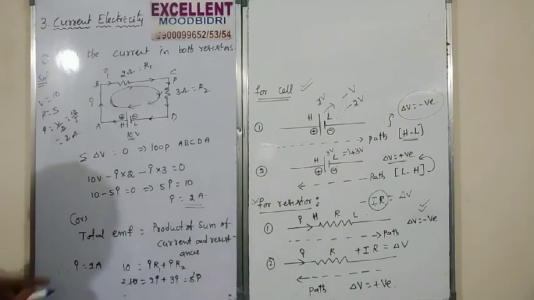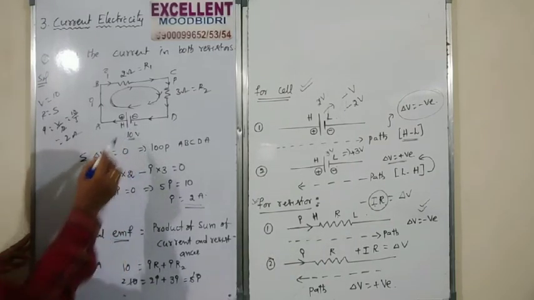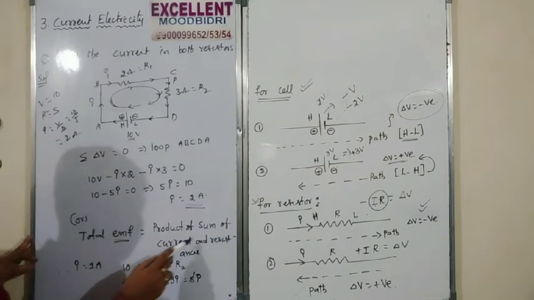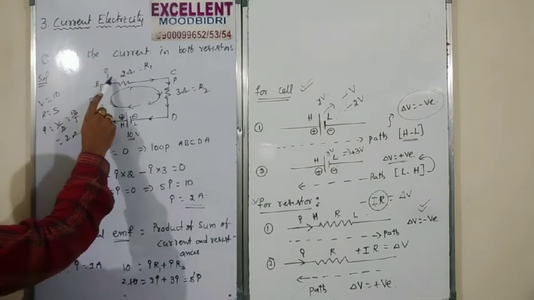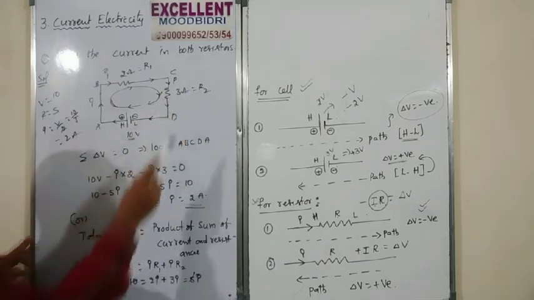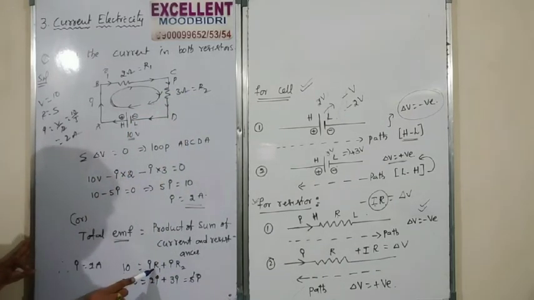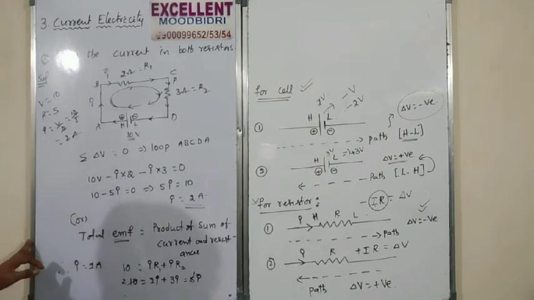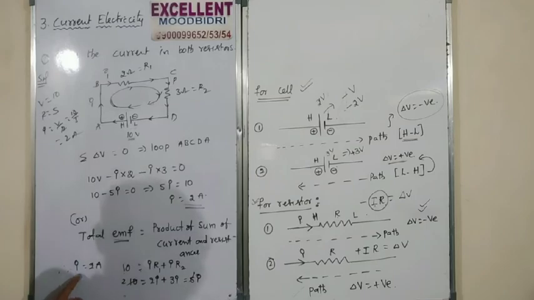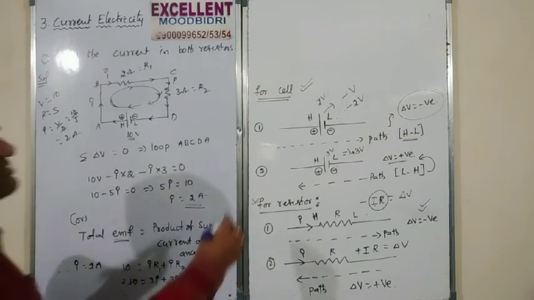Are you clear? So now the total EMF in the given circuit is how much? 10. So 10 is equal to the sum of the products of current and resistance. First, this is the I and this is R1. So I into R1 plus I into R2. Okay? So 10 is equal to I into R1, which is 2 into I, 2I, plus 3 into I, 3I, is equal to 5I. Therefore I is equal to how much? 2 amperes. Right? Most important is this one only.